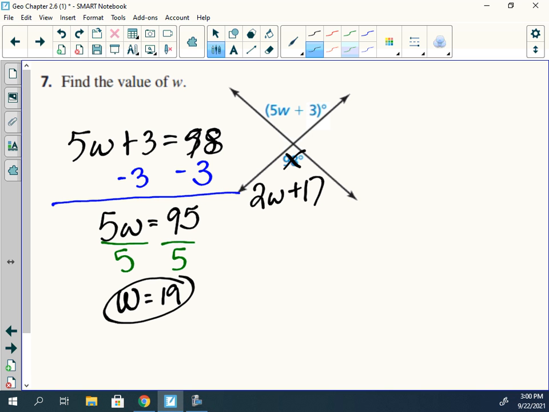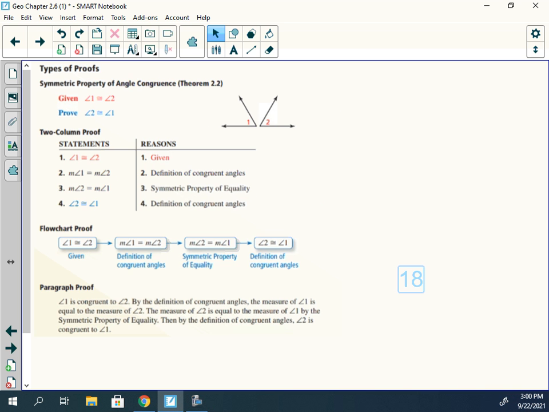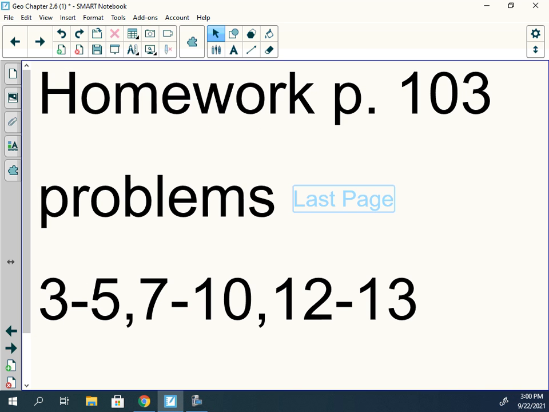Now, you're probably noticing at this point a lot of what we've done so far is 1 or 2 steps of geometry and then algebra the rest of the way. The only thing that we've really done that's been 100% geometry all the way through is our proofs. Those are the only things that we're doing geometry all the way through. And that is it.